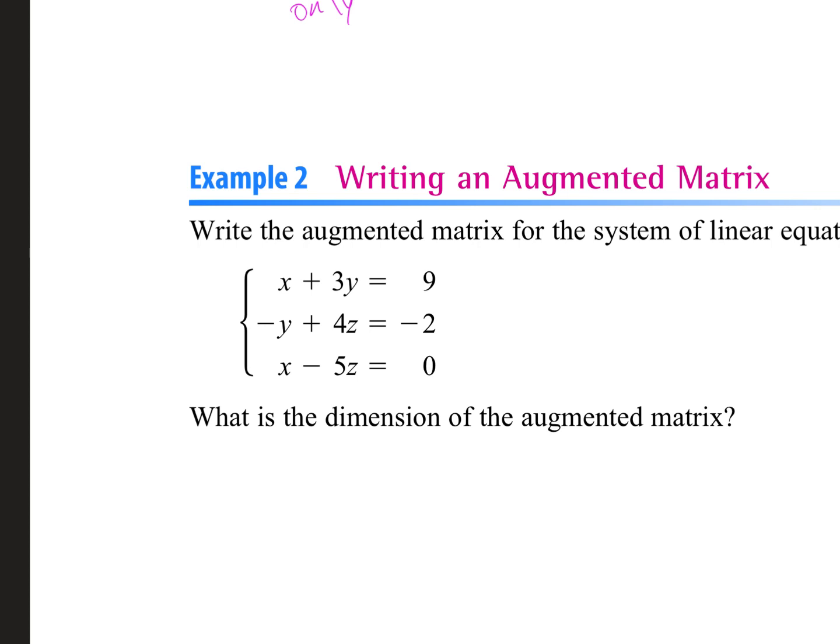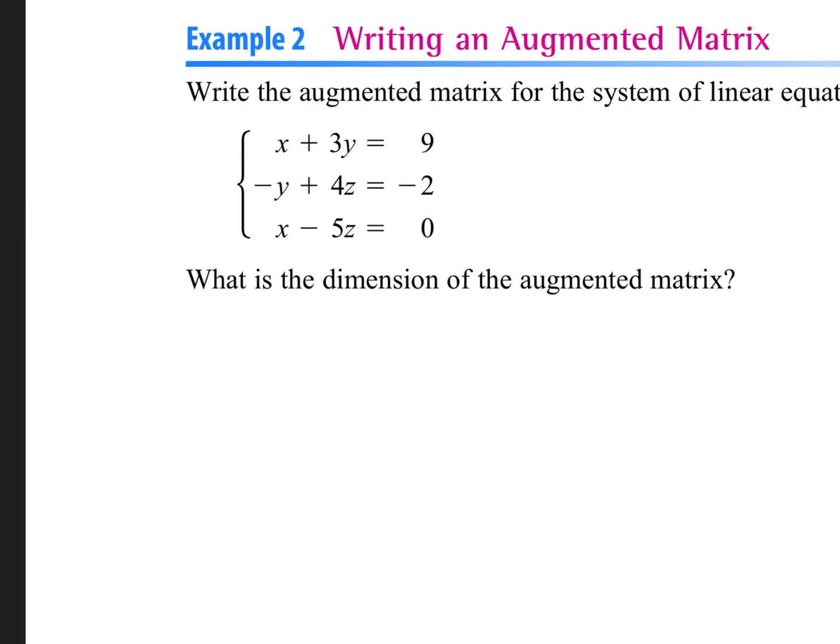How many different variables are there? There's 3 different variables. Good. So remember, you need to have a column for x, a column for y, a column for z. You don't have to write the x, y, and z at the top. I'm trying to show you guys this. So in the first equation, what is the coefficient of x? 1. In the second equation, what is the coefficient of x? 0, because there isn't one. Good.